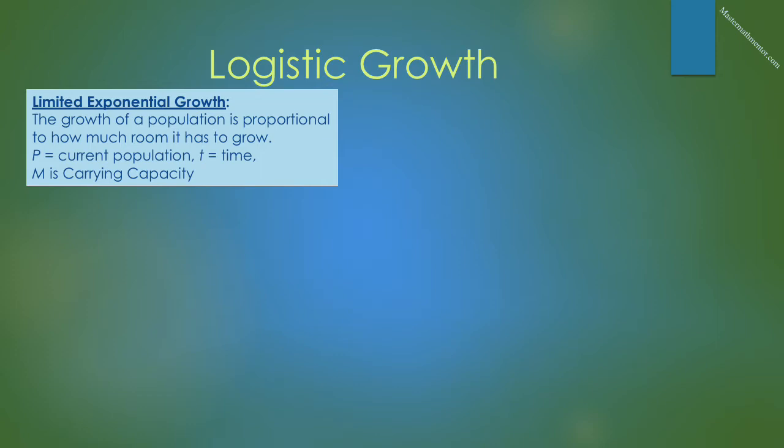In limited exponential growth, P is the current population, t is time, and M is called the carrying capacity. In the hockey example, M would be the total number of people who are attending the hockey game. That is the maximum number of people who can leave the rink. So, since the growth of the population is proportional to how much room it has to grow, our differential equation is dP/dt equals k times the quantity M minus P.